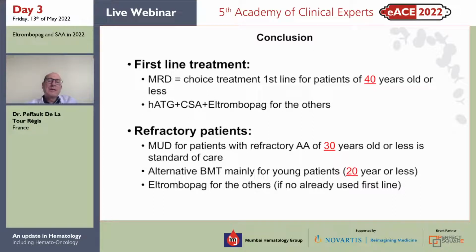For patients aged less than 30 years with a matched unrelated donor, there is no reason not to transplant. For patients aged 20 years or less, we are going more and more to transplant using Haplo first and possibly cord. We published this in 2018 because, again, in young patients, you want to cure, and toxicity from transplantation is really less. And finally, for all the other patients, we are using eltrombopag, but again, with the limitation that in the next years, probably more patients will receive the association of eltrombopag plus ORS-ATG plus cyclosporine first time.